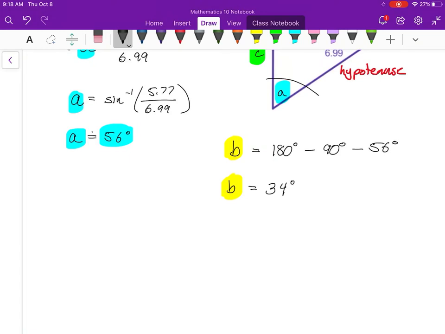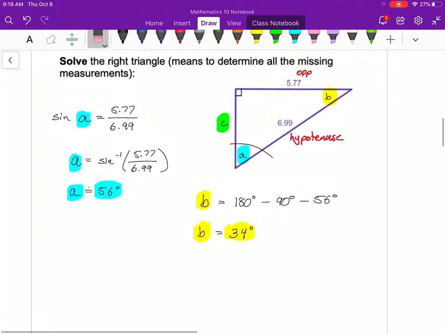I say rounds because that 56 degrees really was, I rounded, right? The 56 degrees I found right here was not an exact value. I rounded to the nearest whole degree. There, I've now got two of my three unknowns found. So all that's left is to find C.